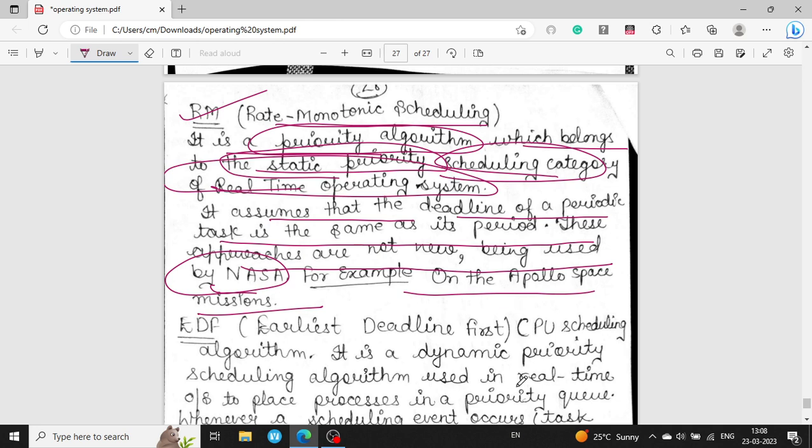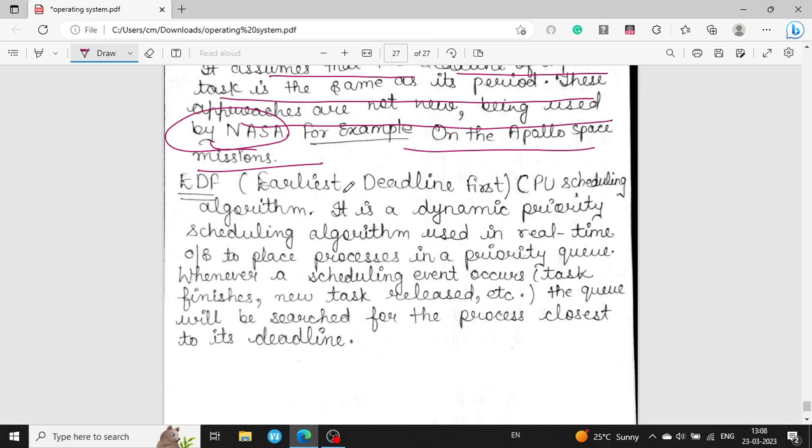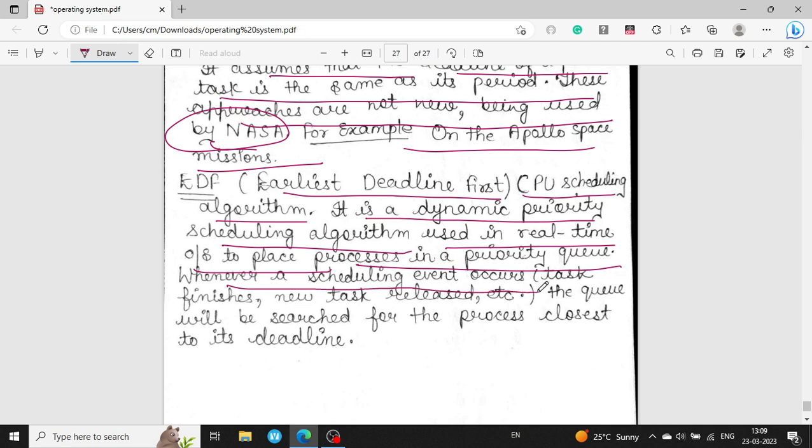And the last point is EDF, known as the earliest deadline first CPU scheduling algorithm, which is a dynamic priority scheduling algorithm used in real-time operating systems to place processes in a priority queue. Whenever a scheduling event occurs, such as a task finishing or a new task being released, the queue will be searched for the process which is closest to its deadline. These are the topics of today's video.